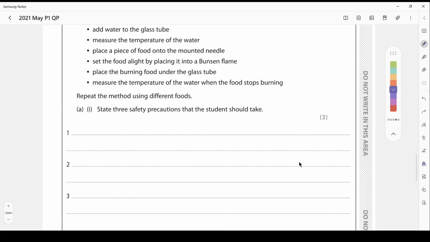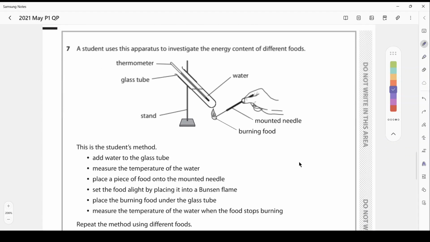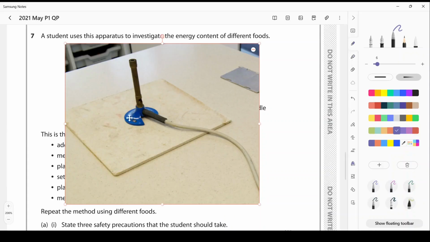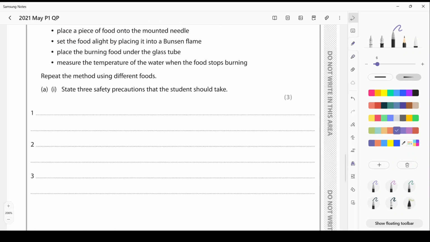Part A1 says state 3 safety precautions that a student should take. So let's scroll back up. One obvious one is that they're dealing with burning food, so they want to be careful to avoid burns and maybe use a heat-proof mat, for example. Let me show you a picture of a heat-proof mat. This here below the Bunsen burner is a heat-proof mat. So I'm going to remove that. Okay, so let's write that down.